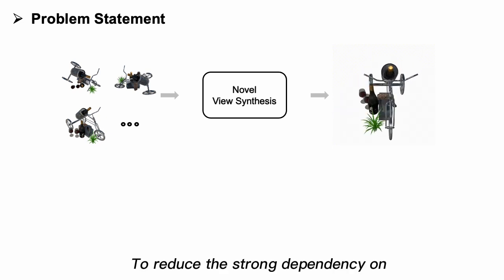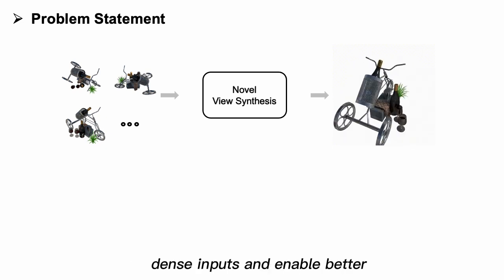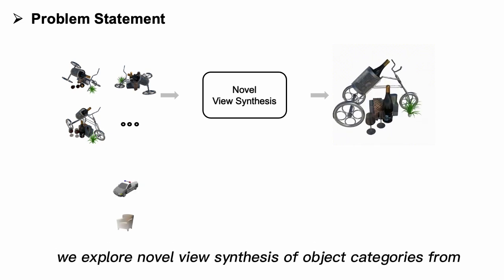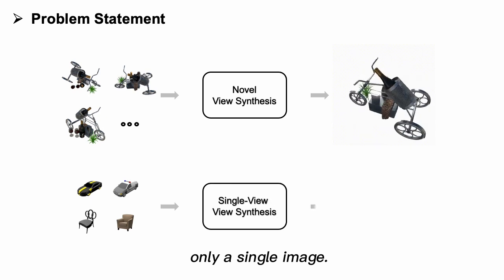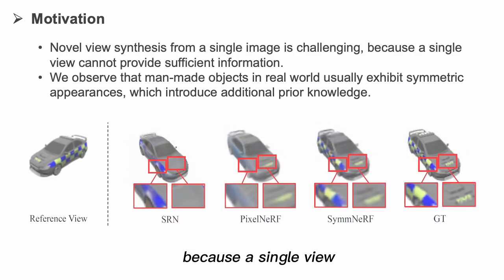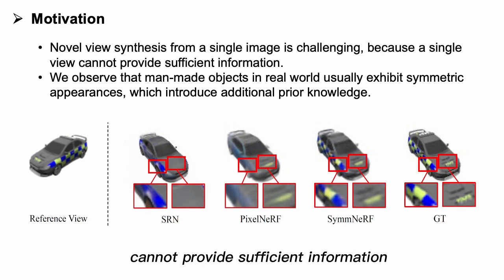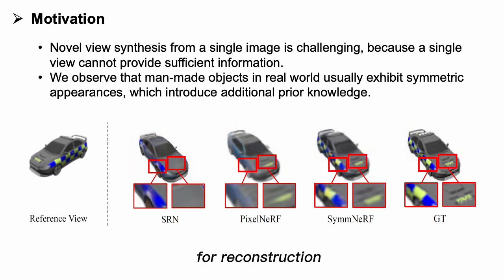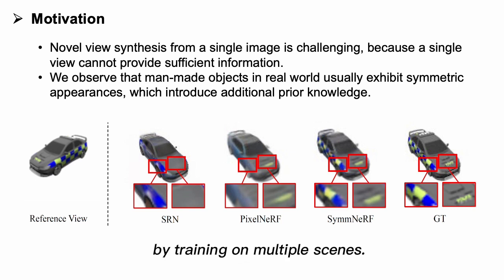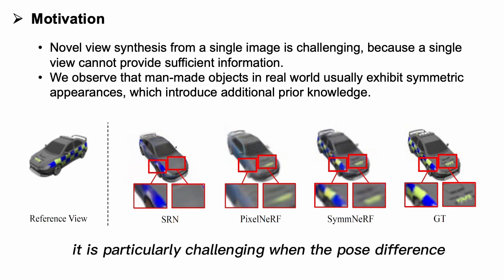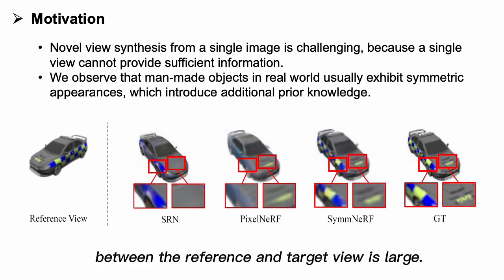To reduce the strong dependency on dense inputs and enable better generalization to unseen objects, in this paper, we explore novel view synthesis of object categories from only a single image. Novel view synthesis from a single image is challenging, because a single view cannot provide sufficient information. Recent implicit neural representations learn scene priors for reconstruction by training on multiple scenes. Although they have shown the potential in single-view view synthesis, it is particularly challenging when the pose difference between the reference and target view is large.